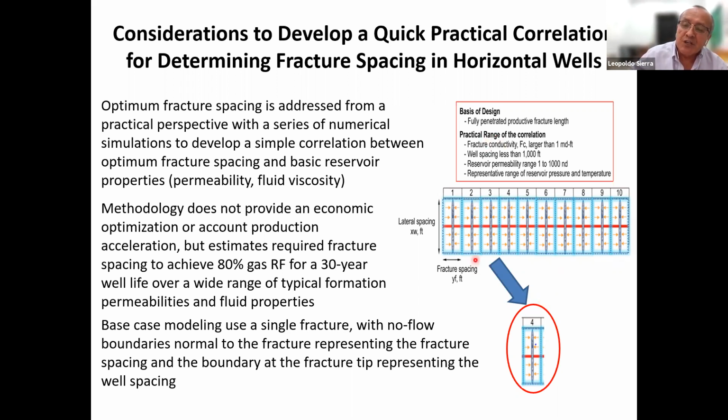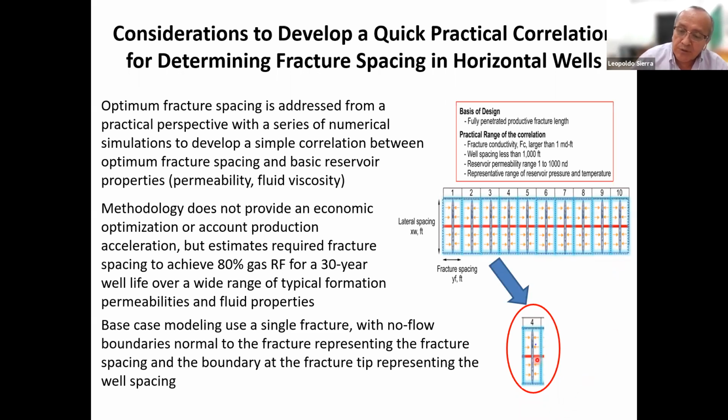So if we're generating transverse fractures like I'm showing here, for our simulation what we are doing is isolating just one fracture like here. And this is going to be our simulation model to optimize at least the fracture spacing for our simulation.